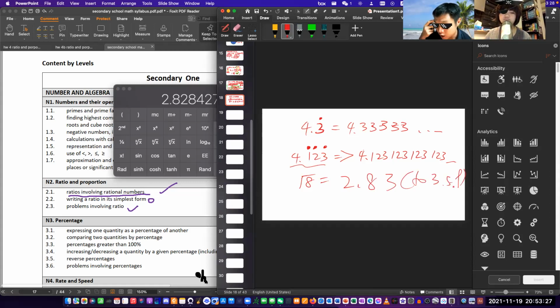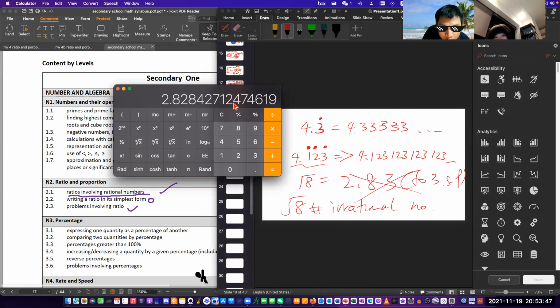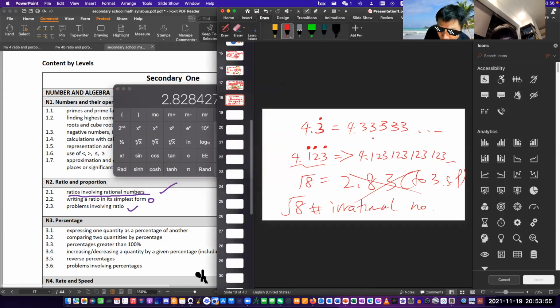But actually, when you move to Sec 1, you don't have to represent it in this manner. If the question doesn't ask for it, you just write square root 8 because this is the final answer. And this is an irrational number. Why? Because it's 2.82842712. There is no pattern. Can you see there is no pattern? So if there is no pattern, it's an irrational number. If there is a pattern, that means these are rational numbers. Can you see the difference between the rational numbers and irrational numbers?